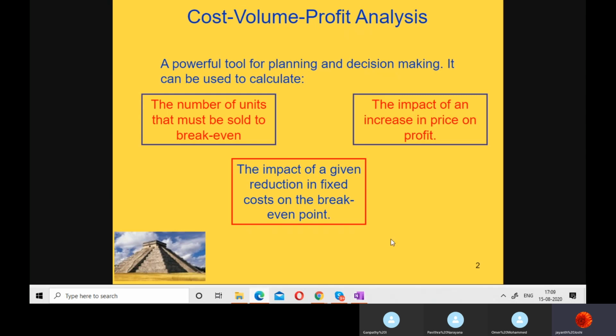So let us see what new points we can learn. The impact of an increase in price on profit. For example, whatever break even you got, suppose in future you have to charge a higher selling price. In what way is that going to affect your profit? Whether it is going to increase your profit, or reduce your sales and revenue, or decrease your profit amount. Also, the impact of a given reduction in fixed cost on the break-even point. If the fixed cost is reduced to some level, how is that going to help you reach your break-even point?